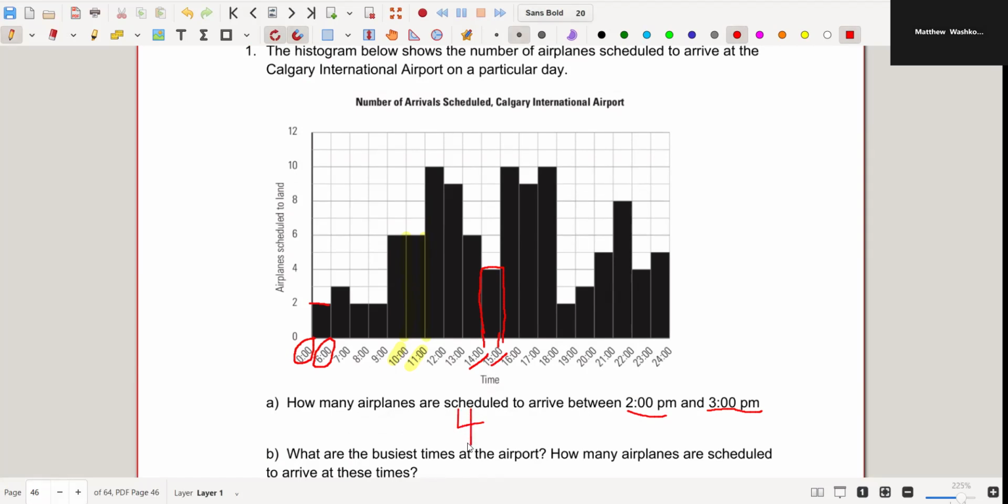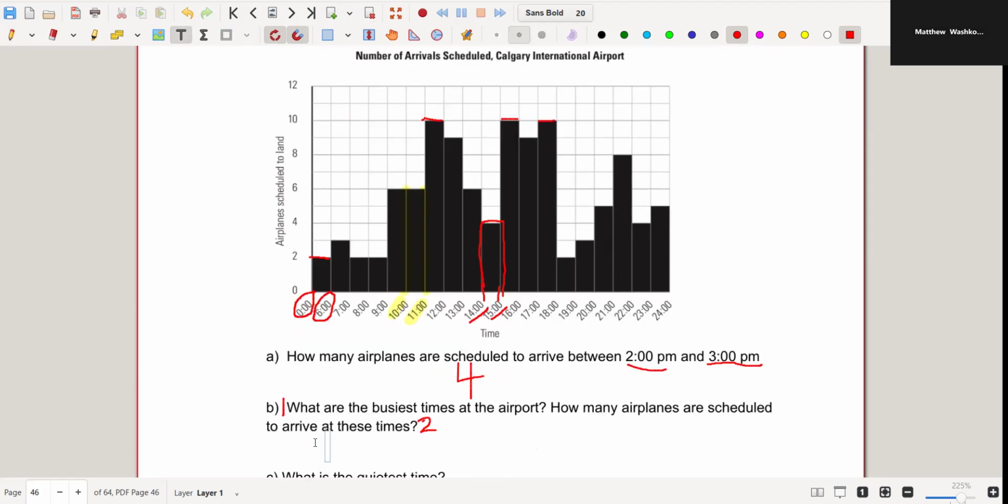What were the busiest times at the airport? And so one question, what are the busiest times? And 2, how many planes were supposed to arrive at those times? Well, I just got to go to the highest part, right? And I can see I got a 10 here, I got a 10 here, and I got a 10 here. So the busiest times would be between 11 to 12 a.m. And you could put the actual military times here if you want. I'm just going to stick to normal time just to give us an idea here.